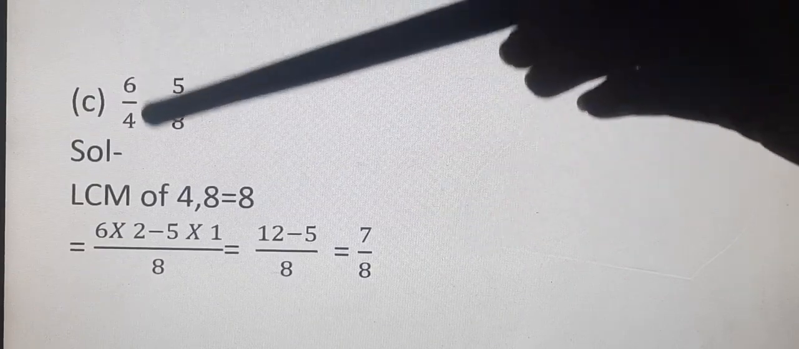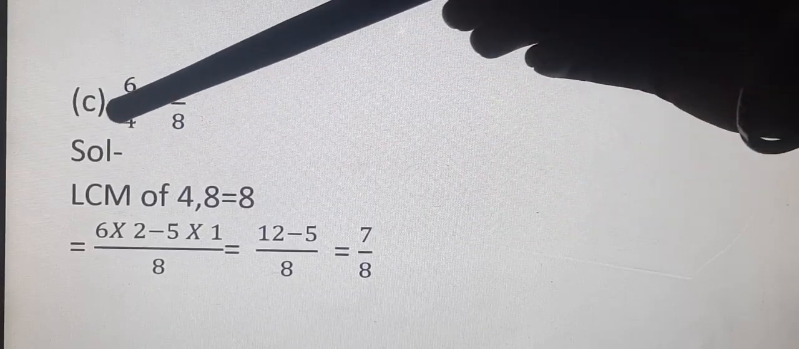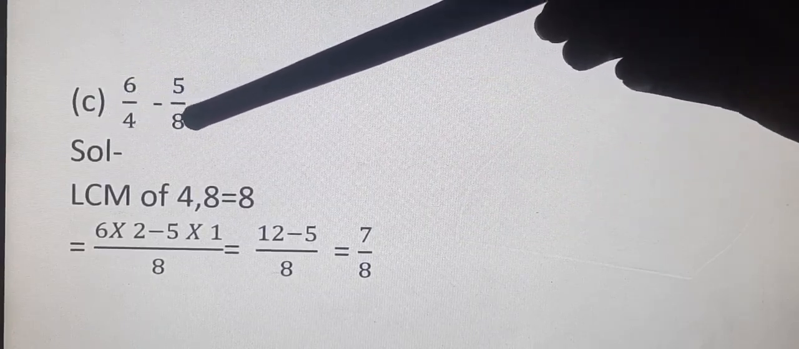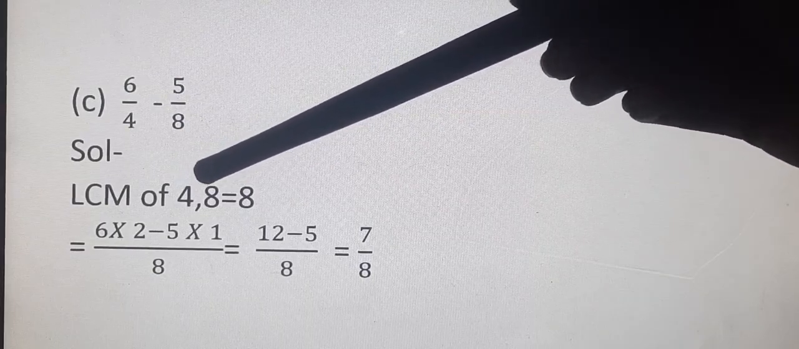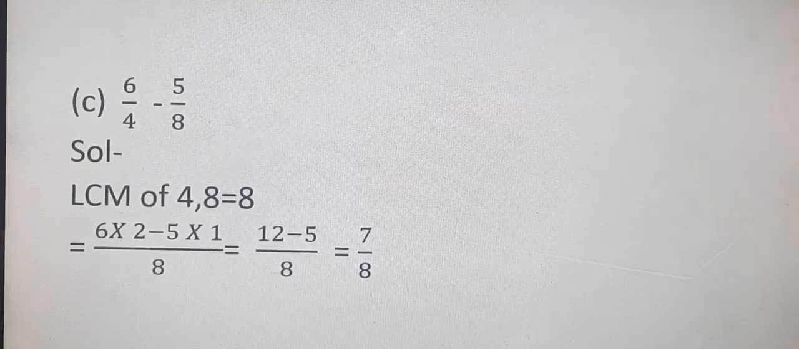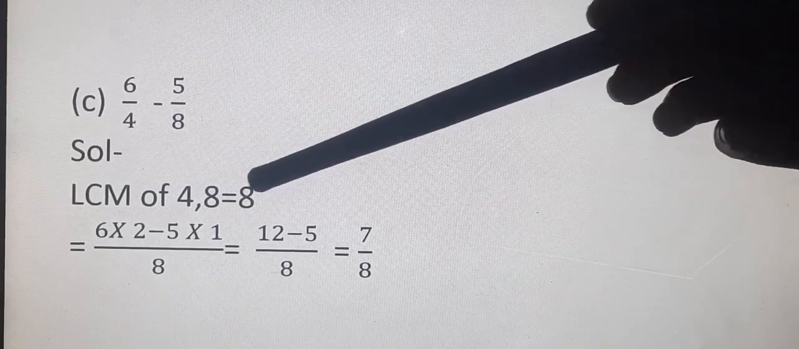Next part is 6 upon 4 minus 5 upon 8. Now minus is there. Take LCM of 4 and 8. It will be 8 as we know that 4 2s are 8. 8 is a multiple of 4, so it will become LCM also.